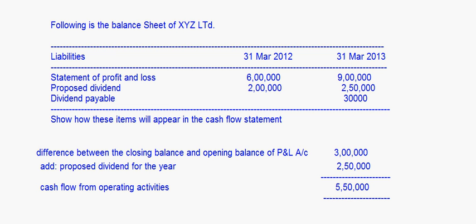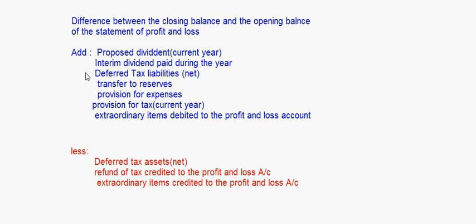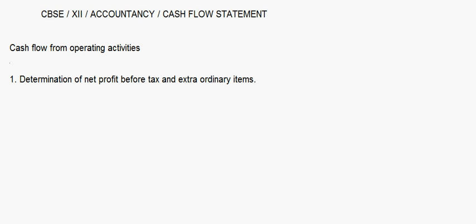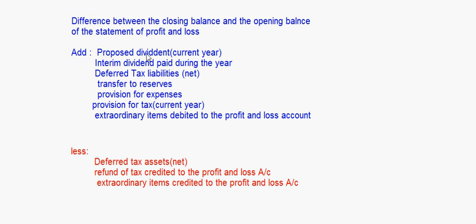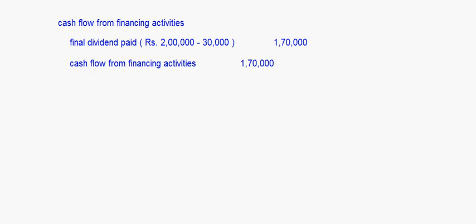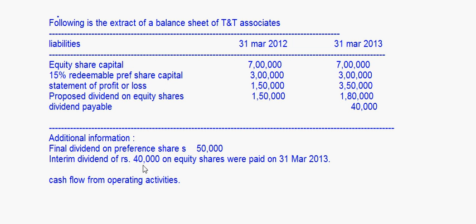Now you have learned how to find out the cash flow from operating activities in the statement of profit and loss, proposed dividend. So this formula, this is what we have done, and this is basically the calculation of net profit before tax and extraordinary items. Here I have written this. This is determination of net profit before tax and extraordinary items, which is the first step, right? This is the formula for that, right? And we have taken up some 1 or 2 questions on that, right? So in the next session we will do something further on this cash flow statement.